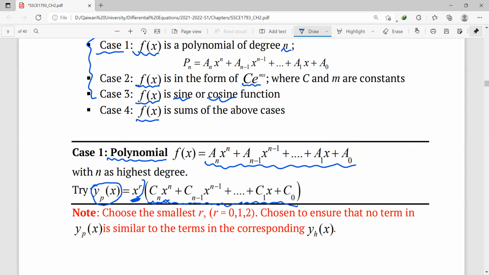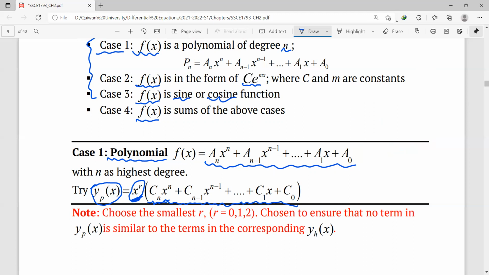Here you have x to the power r. Why do we write down this x to the power r? Most of the cases we write down r to be 0. That means we have no x to the power r. If r is 0, you get 1 there. In which case, we give degrees 1, 2, and so on to r.